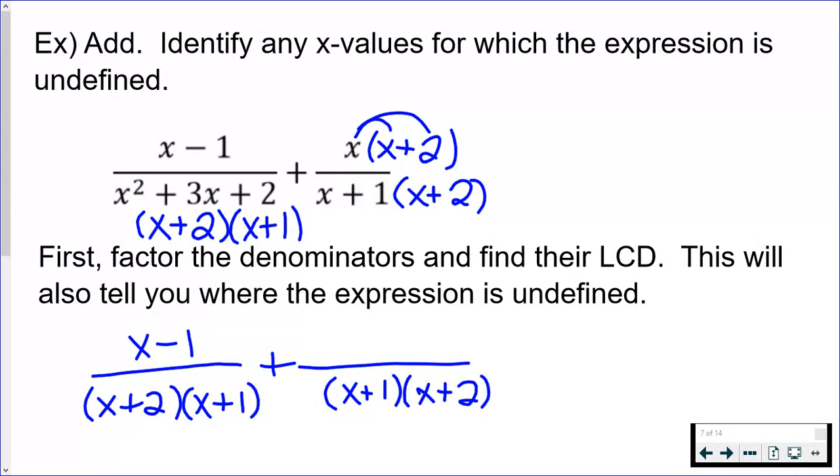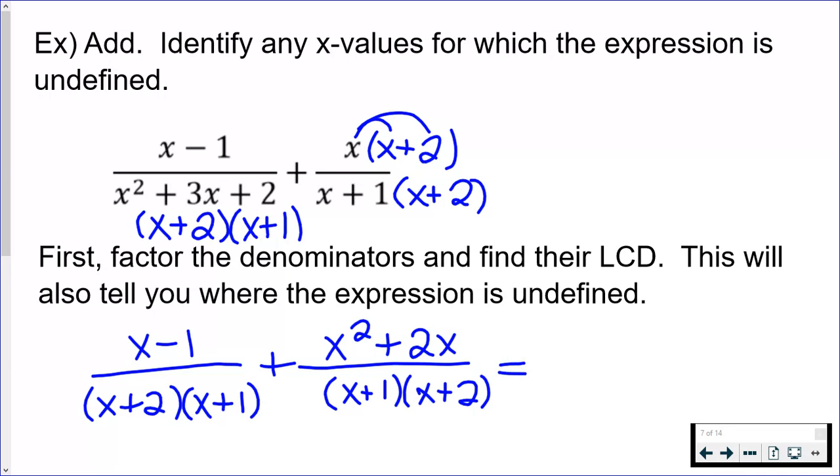Now, even though I wrote these in different orders, they are the same denominator. They both contain an x plus 2 and they both contain an x plus 1. Now, I have the x times x plus 2 in the numerator, so I'm going to go ahead and distribute those. X times x is x squared. X times 2 is 2x.